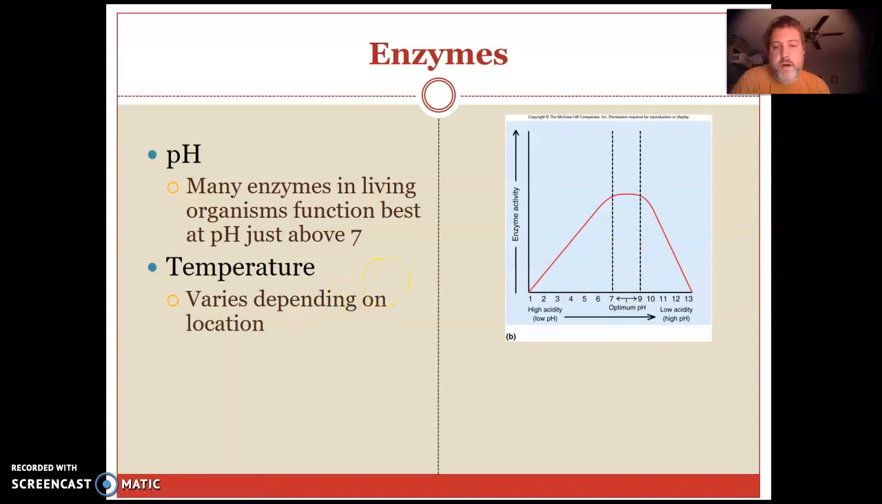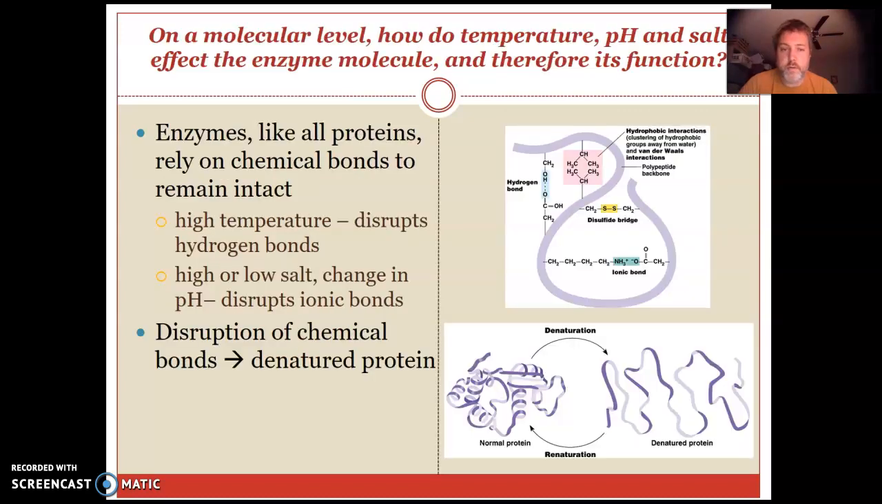Temperature varies on location, so where the enzyme is, and that includes what organism it is in. It's not surprising that for organisms like humans that operate at about 37 degrees Celsius, their enzymes' optimal range is about there. So if you've got animals or other organisms that are operating at lower temperatures, you would expect that their enzymes would also function at those lower temperatures.